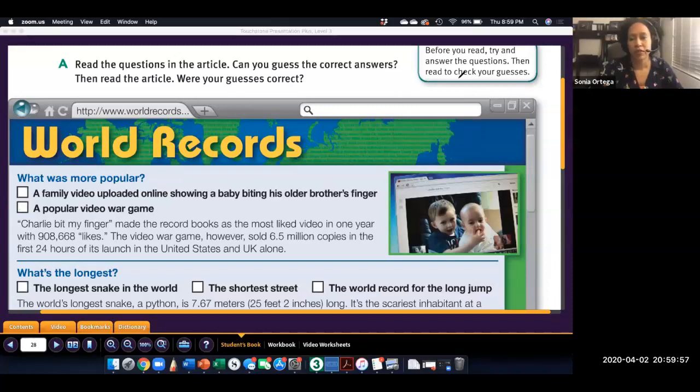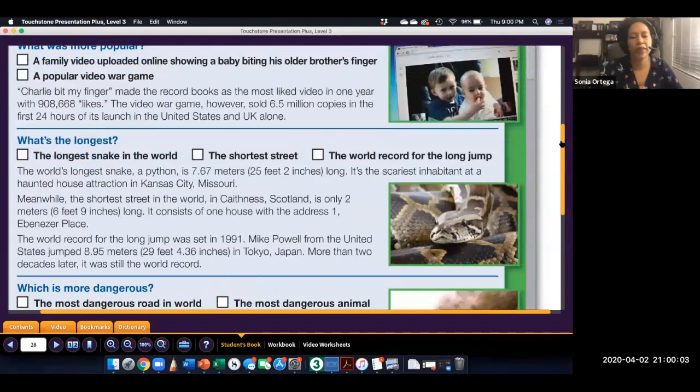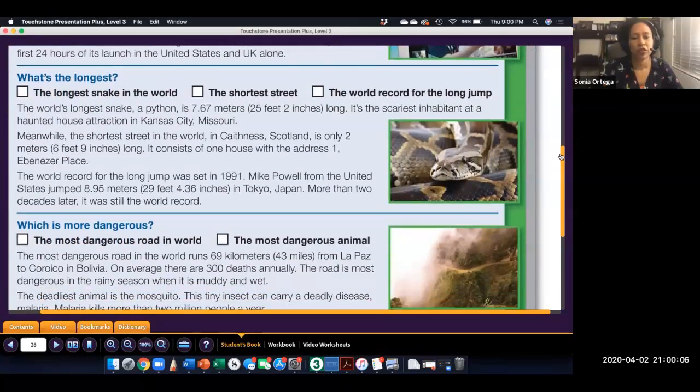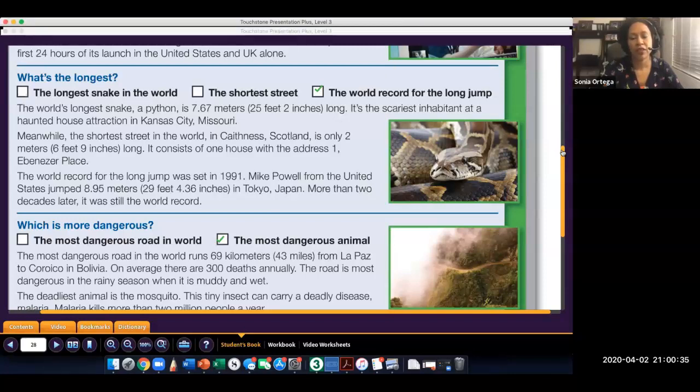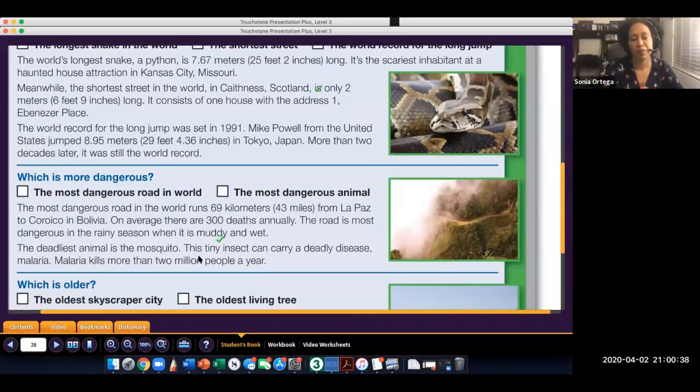The next one, what's the longest? And you should have chosen the long jump, because here 29 feet is the longest of these three lengths. And then the next one, which is more dangerous, you should have chosen the most dangerous animal because the mosquito kills 2 million people a year.